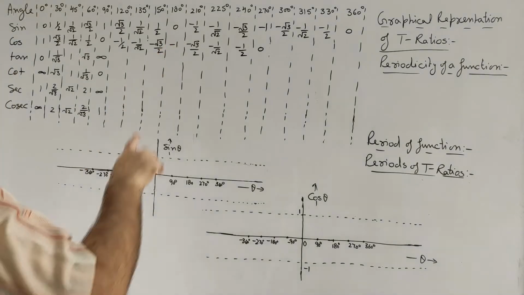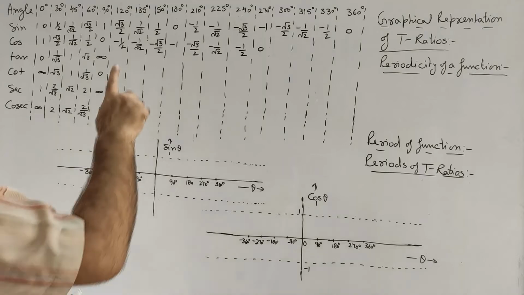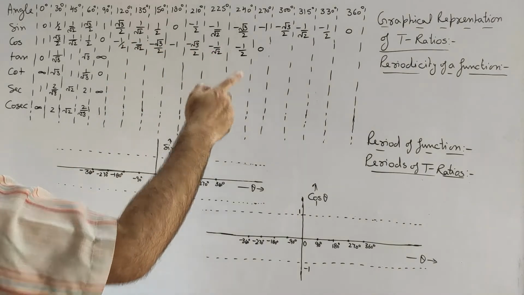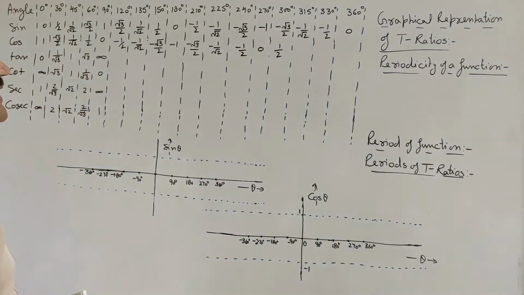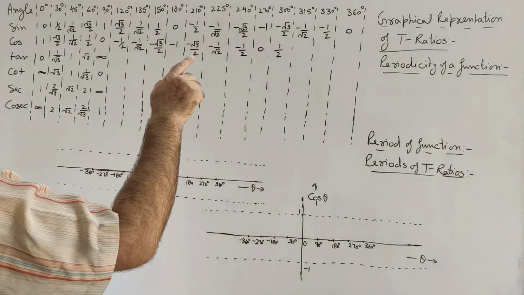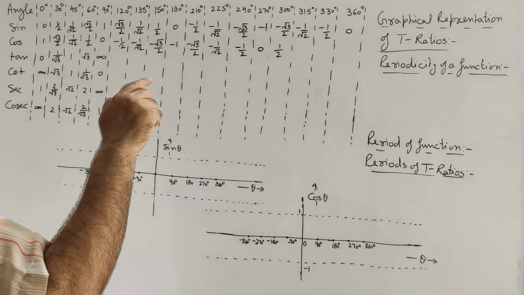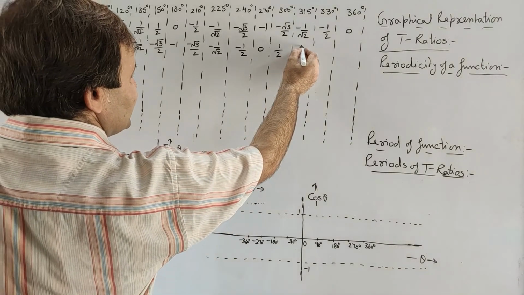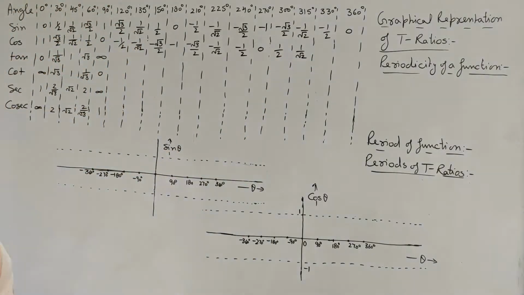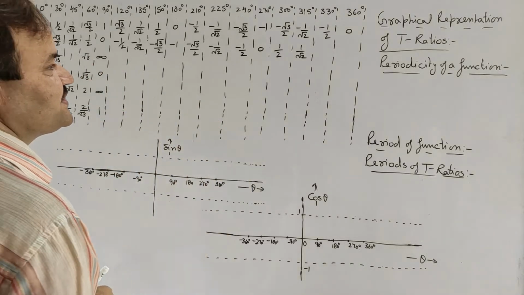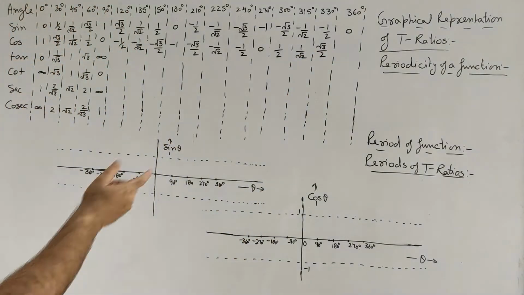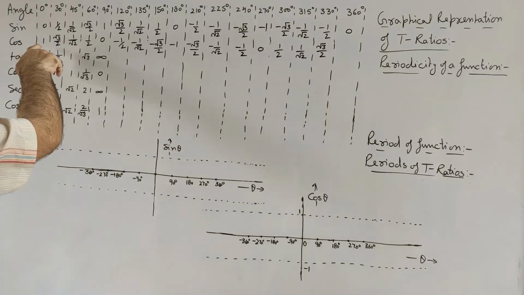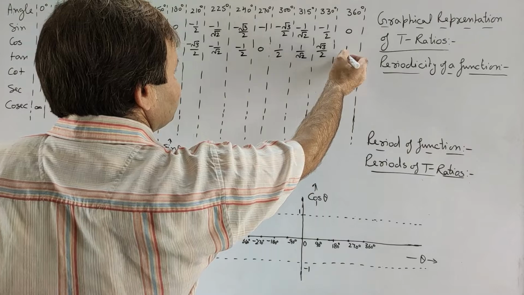Next 300 degree, 270 plus 30, and cos 270 plus 30 means sine 30, and sine 30 is 1 by 2. Next 315, cos 315 will be cos 270 plus 45, that is sine 45, that is 1 by root 2. Then 330, 270 plus 60, cos 270 plus 60 means sine 60, that is root 3 by 2. Then 360 degree being equal to 0, cos 360 will be 1.